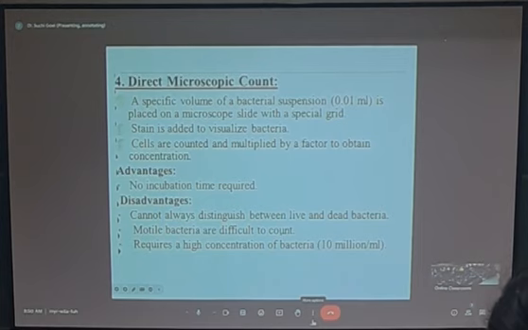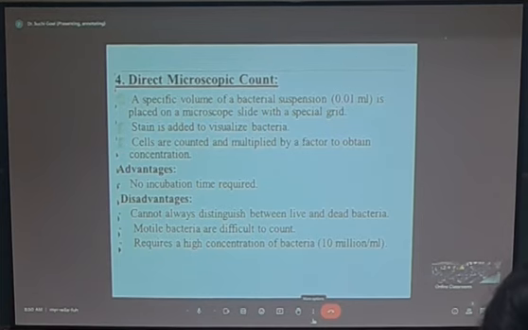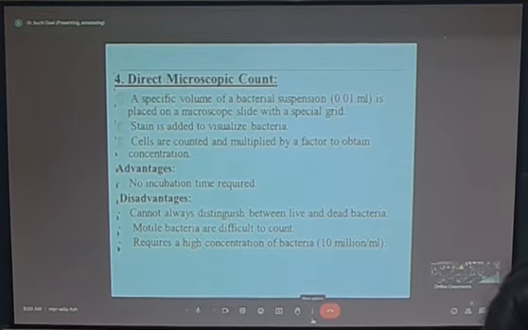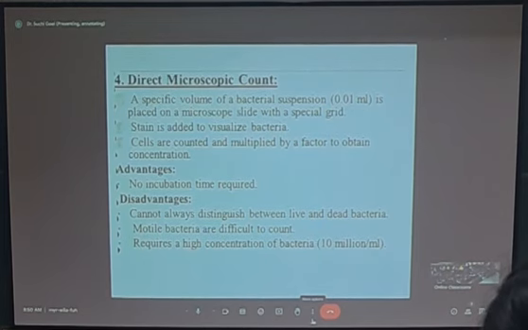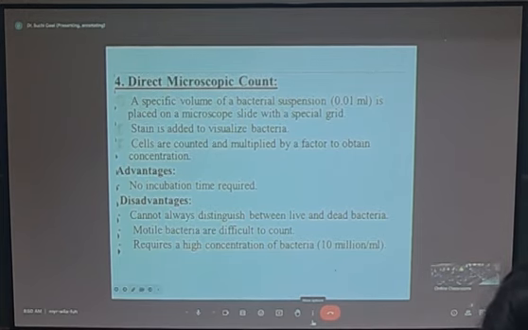I cannot distinguish between live and dead bacteria. Like when you do a spread plate method, what will happen is only the live bacteria will grow, and then I will get the number of viable bacteria per cell. But in this case, I will not be able to differentiate if the bacteria is live or dead. So this is the disadvantage of this method, that I cannot differentiate between live and dead bacteria.